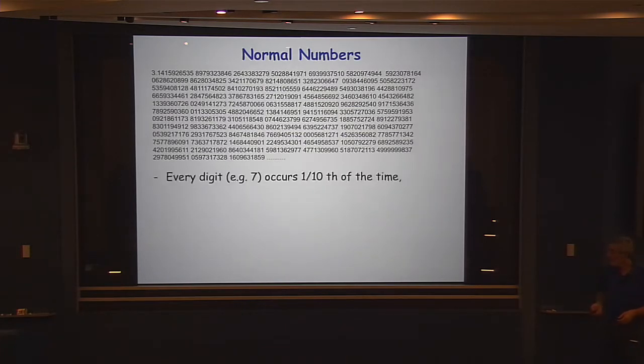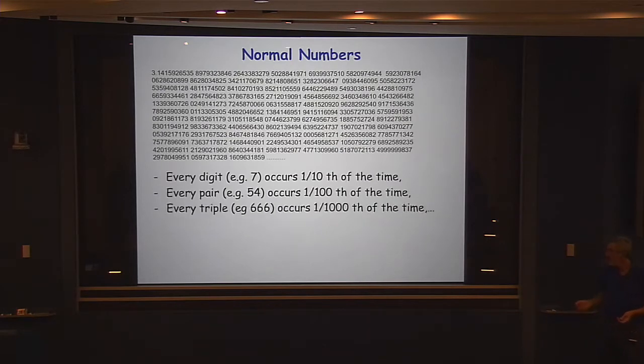I want that every digit, like 7, will appear 1/10 of the time, like it would in a random sequence. I want that every pair of digits, like 5, 4, will appear 1/100th of the time, as it would in a random sequence. I want that every triple will appear 1/1,000th of the time, et cetera, for every finite length. That's an infinite number of conditions. I want them all to be satisfied, but that's not all.